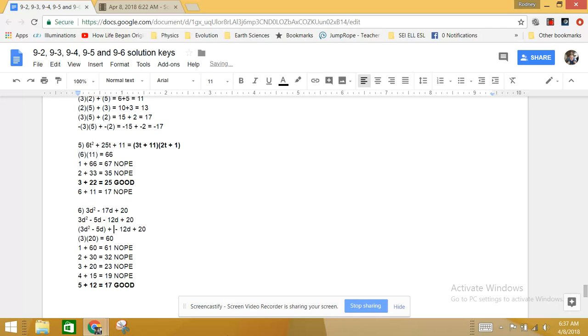Plus -12d, because that's a way to keep track of that negative. Okay, and I'm going to see what my greatest common factor is in 3d squared minus 5d. My greatest common factor there is just d. So I factor out a d, and I get 3d minus 5.